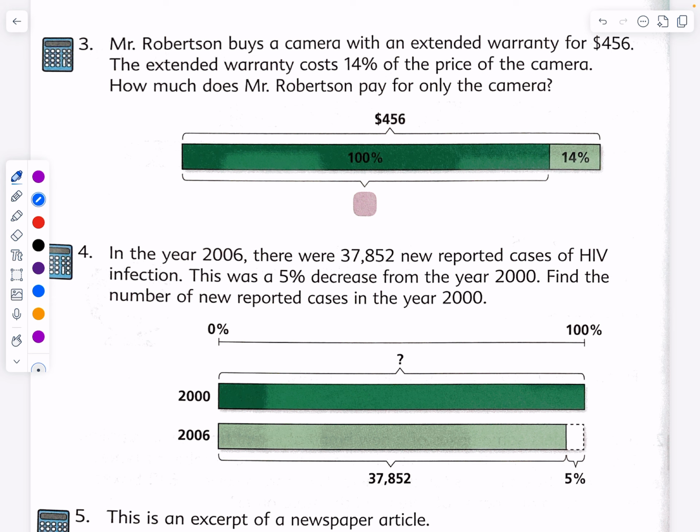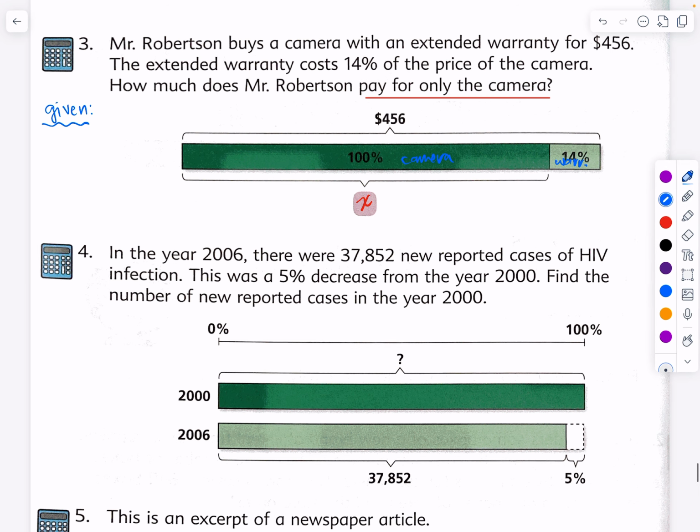Let's take a look at the problem and always start by analyzing what is given. We know that Mr. Robertson paid $456 for a camera plus warranty. We know that the warranty is 14% of the total cost. The question is, how much did he pay for only the camera? Usually I'd like to put X for the original price.